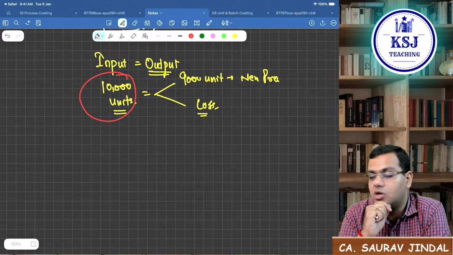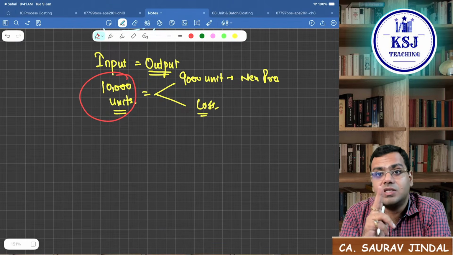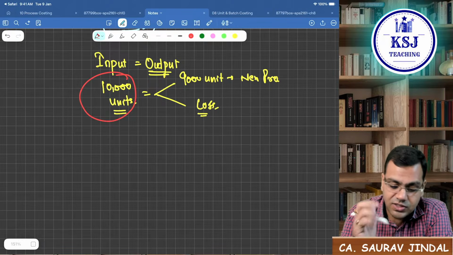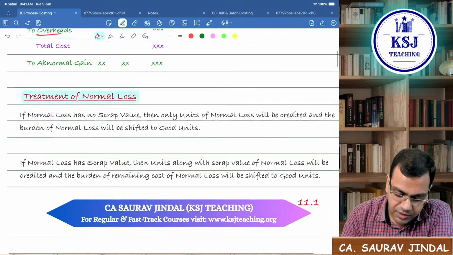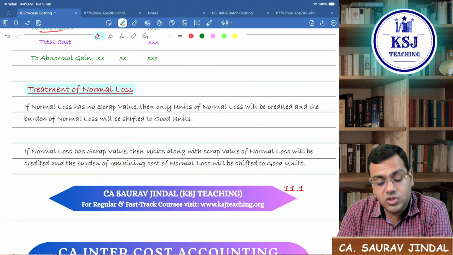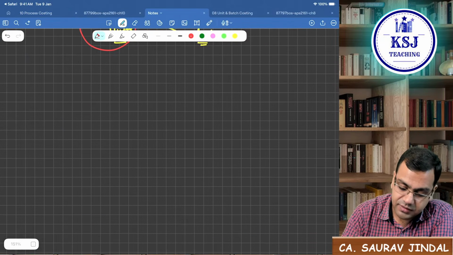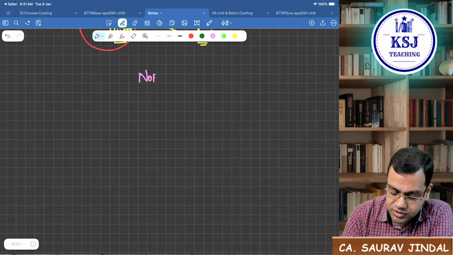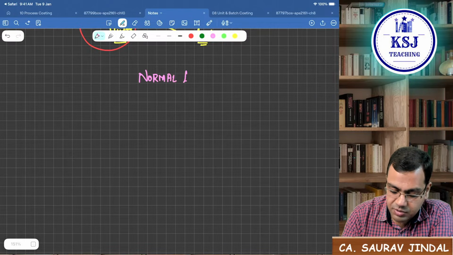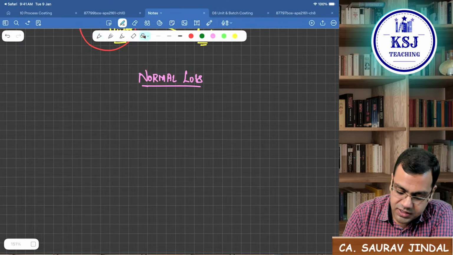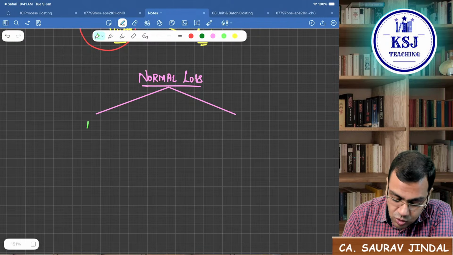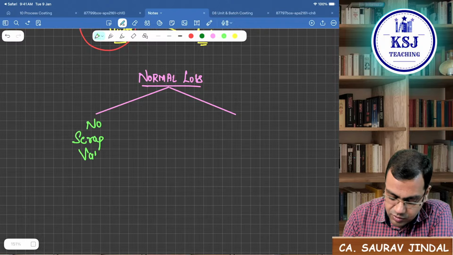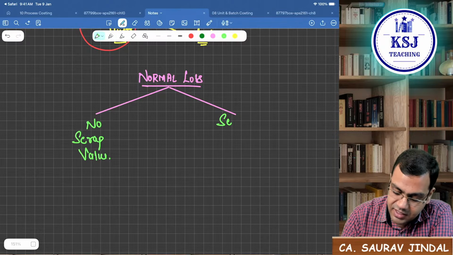Now, if you talk about loss, there are two types of loss. One is normal loss. Another is abnormal loss. Let's see, what about the normal loss? Normal loss also has two cases. I'll write here: if we talk about normal loss, it will have two cases. One, that there is no scrap value, and another case, that there is a scrap value.